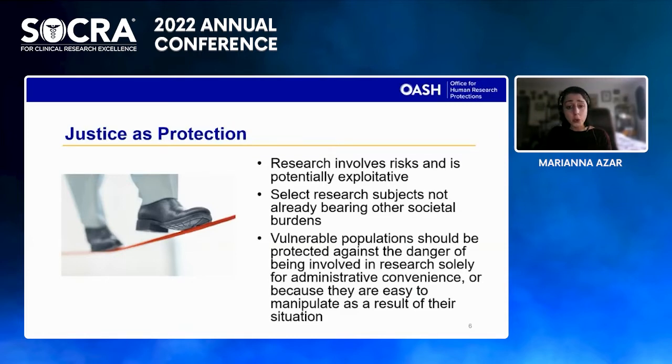And in considering vulnerable populations, again, namely children, prisoners, pregnant women, but more broadly, individuals with various disabilities or the economically or educationally disadvantaged, we are asked to consider the danger of their involvement in research solely for administrative convenience or because they are easy to manipulate as a result of their situation. So, when we take that framing, we are required to impose additional protections for these groups and to seek additional justification for their involvement in research. So, where does this framing of justice as protection lead us, and what problems does it create?